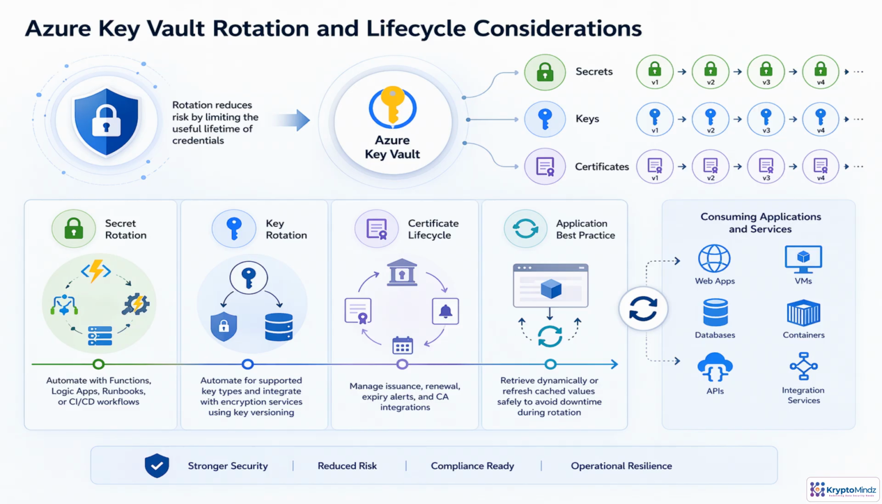Keys can use versioning so encryption services move safely to newer versions. Certificates add issuance, renewal, expiry alerts, and CA integration. The critical design point is consumer behavior. Applications must fetch or refresh values safely, so rotation improves security without causing downtime.